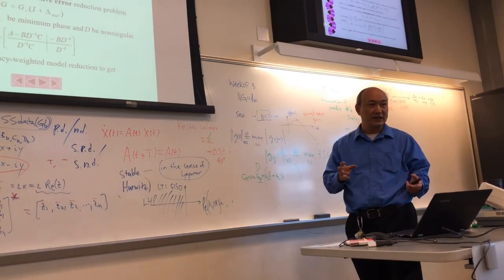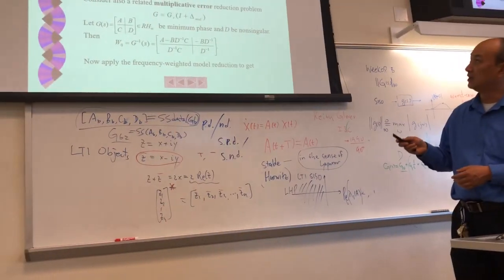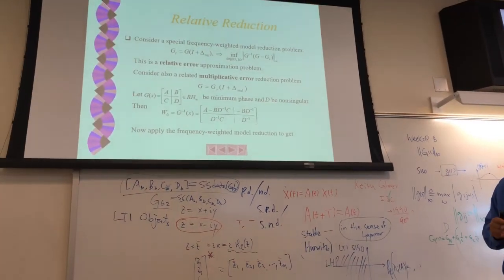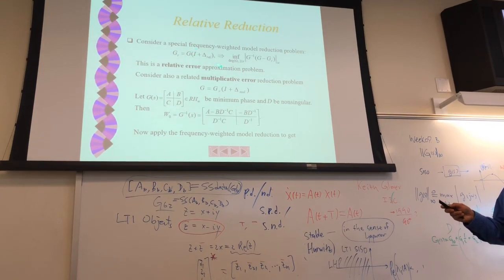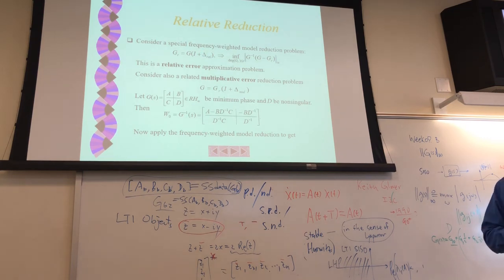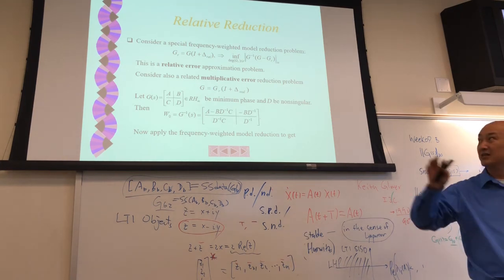But in many cases, they don't care about the difference. They care about the relative. Like you have a gain, original system, you multiply something like I plus delta. So this is called model reduction, relative reduction. Okay, relative. This is called additive. This is called relative.